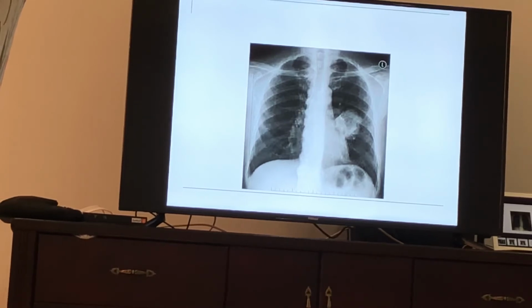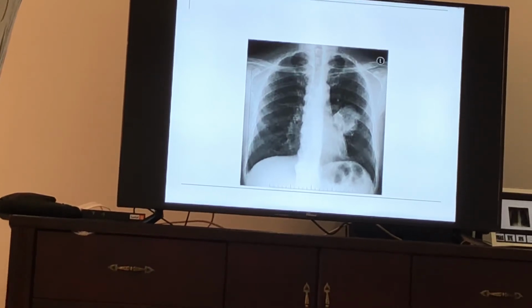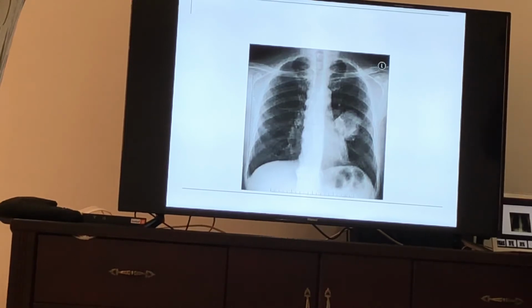Nodule? No, bigger than that. It looks very big. Mass. This is a mass, larger than a nodule. So this is a lung mass for differential.